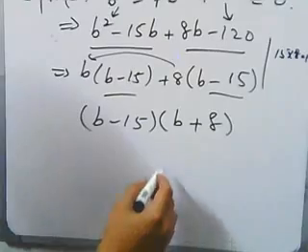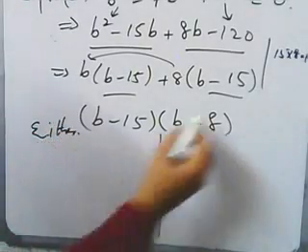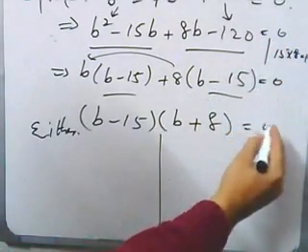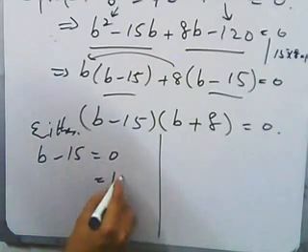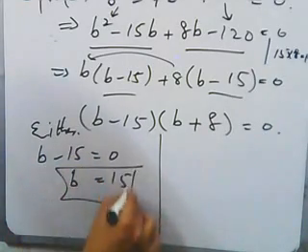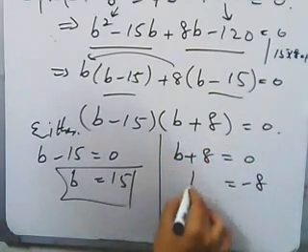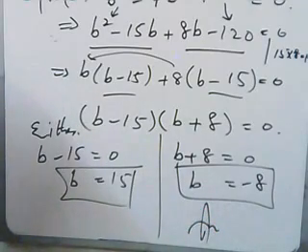So we have to find the complete solution. It means either b minus 15 is equal to 0, so b is 15, or b plus 8 is equal to 0, so the value of b is minus 8.